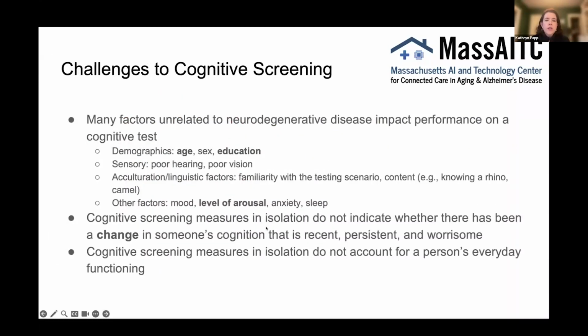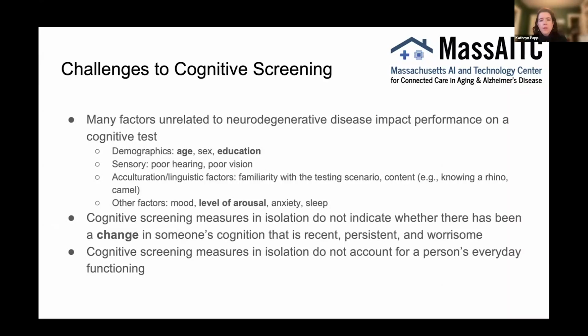We also know that there's other things that can impact cognitive performance, sensory issues, particularly in older adults and in telephone screens. Poor hearing can lead to lower scores. Poor vision in in-person testing can also have an impact, but sometimes to a lesser extent than poor hearing. We know that there's acculturation and linguistic factors in cognitive testing. So not only in the content or the stimuli, so for example, with the MoCA, knowing what a rhino is or a camel is, but also familiarity with the testing scenario.